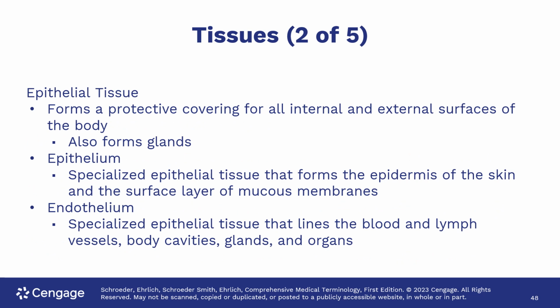Epithelial tissue protects the internal and external surfaces of the body and also forms glands. The epithelial cells form the epidermis of the skin and the surface of mucous membranes. Endothelium is specialized epithelial tissue that lines the blood and lymph system, also the body cavity, glands, and organs.